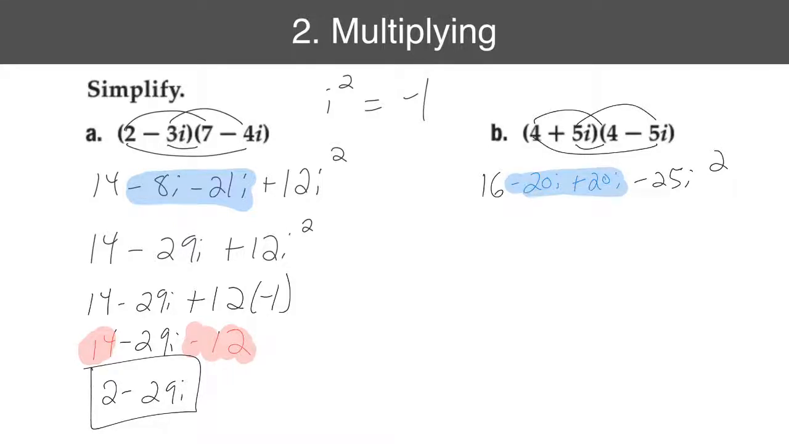Now again, we're going to put together the middle parts, which would be -20i and +20i. So -20 plus 20 would be 0. So we just simply have 16 minus 25i squared. Now just like we saw over here, i squared becomes -1, and all it does is change the sign of this 25. So it's going to become 16 plus 25, which comes out to be 41. So all right, our final answer would be 41.